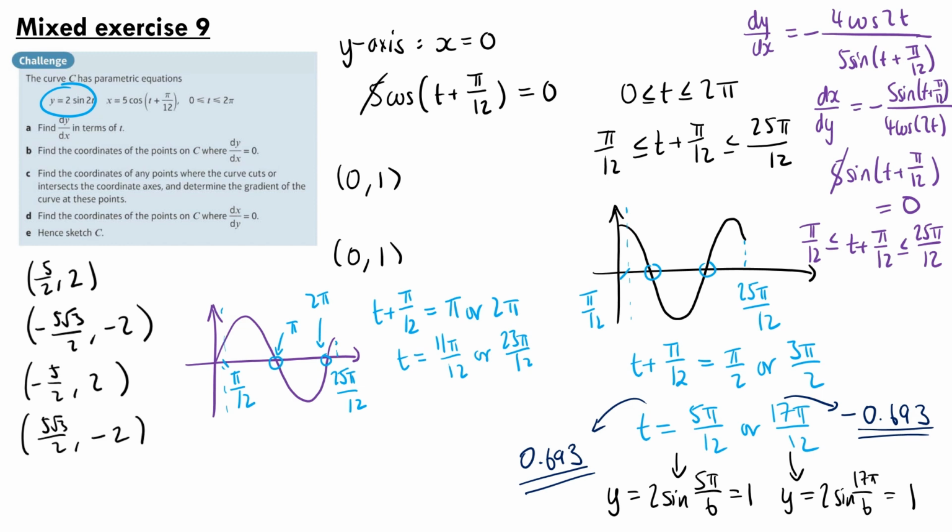And again, substituting them back into the parametric equations at the top here, then we get 2 points for which the reciprocal of the gradient, dx by dy, is equal to 0. They are (-5, -1) and (5, -1).